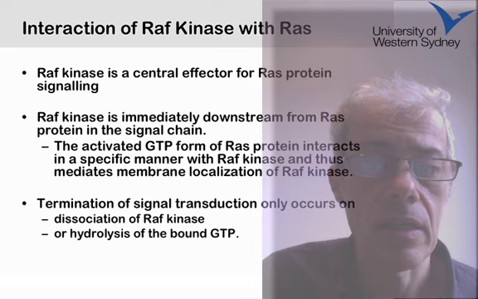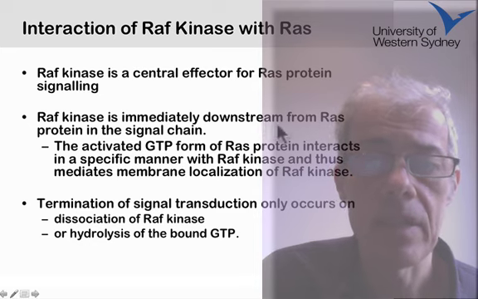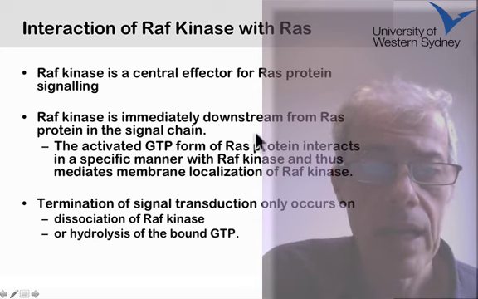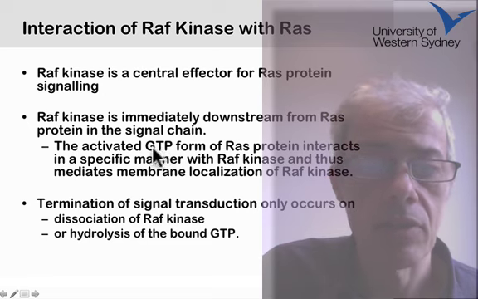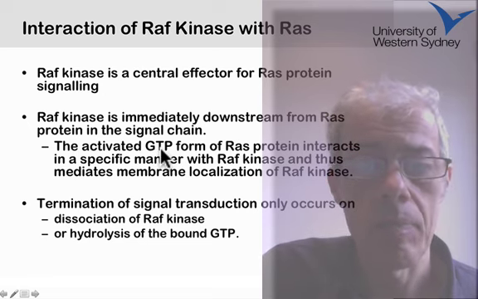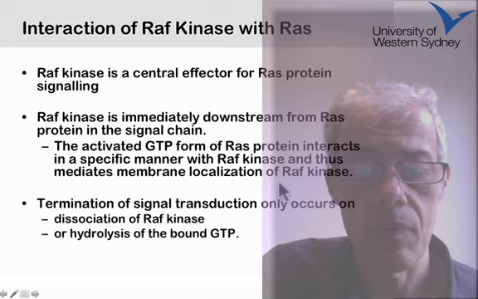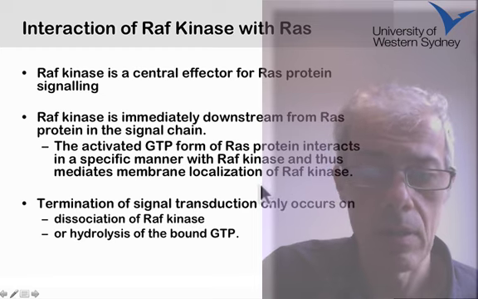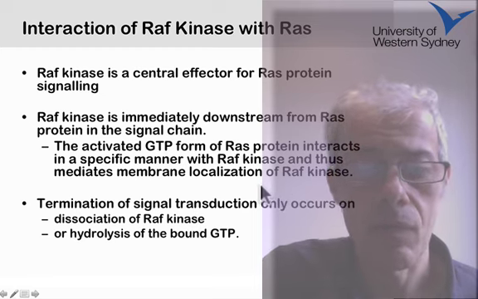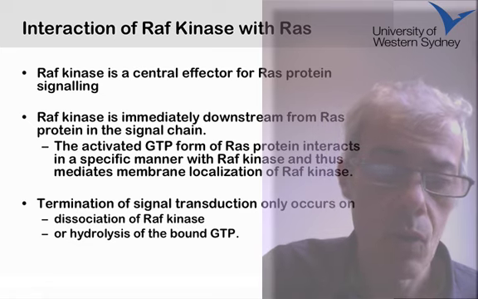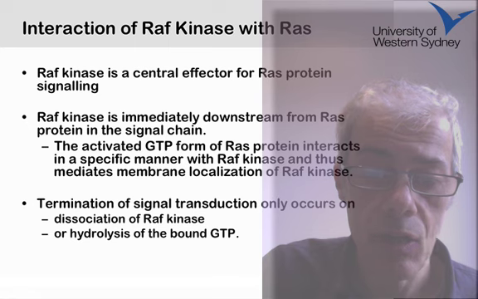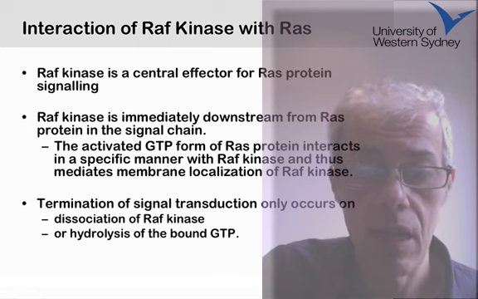RAF kinase is immediately downstream of RAS, and the activated form of RAS bound to GDP can activate the RAF molecule. Termination of RAF signaling occurs when RAF dissociates from RAS or when the GTP of RAS is hydrolyzed.